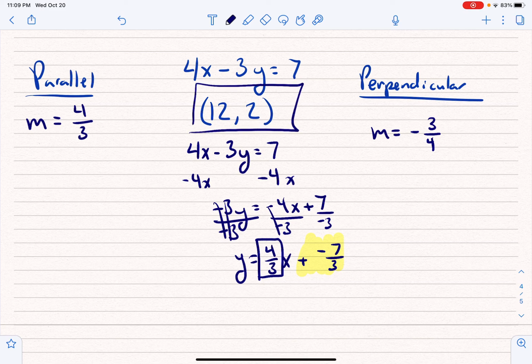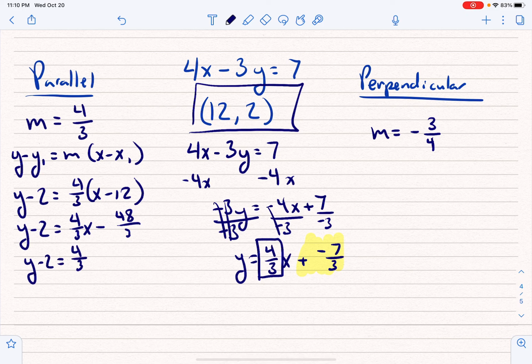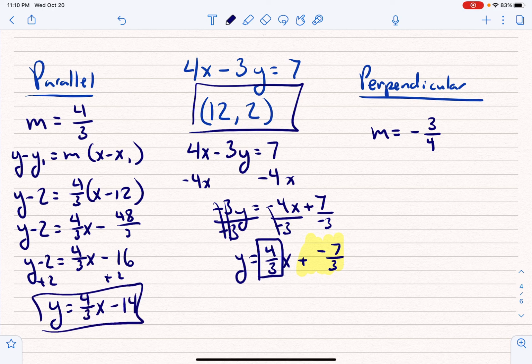So this time I'm going to use the point-slope method, the y minus y1 equals slope times x minus x1, because that way I'm kind of sharing which way we do it. And so I'd say y minus my y value of 2 is equal to my slope 4/3 times x minus 12. I'm going to leave this side alone for a second, and I get 4/3 x minus 48/3. And so then this becomes y minus 2 equals 4/3 x minus 16, since 48 divided by 3 is 16. I add 2 to both sides, and I get y equals 4/3 x minus 14. This is the equation of a line that's parallel to the original one, but it passes through this point, (12, 2).